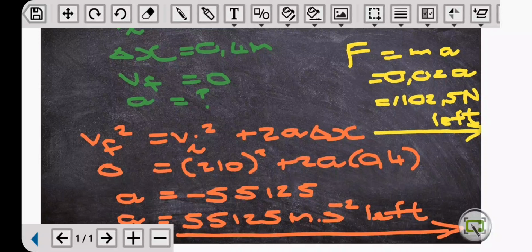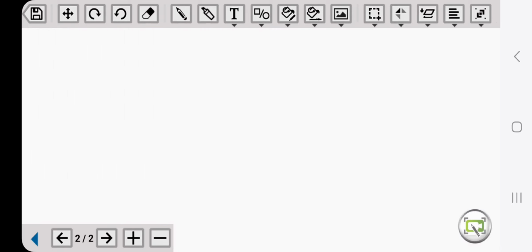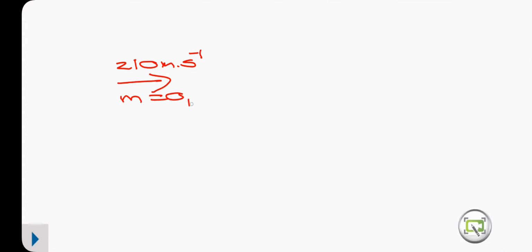Welcome back, everyone. In the previous lesson, we had a look at a momentum type of question where we had a bullet that was fired from a rifle. And immediately after it was fired, it had a velocity of 210 meters per second. And that was our first calculation. We also do know that the bullet has a mass of 0.02 kilograms.